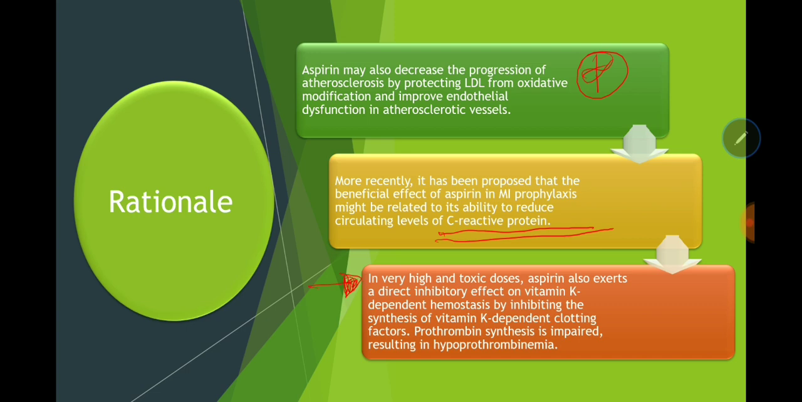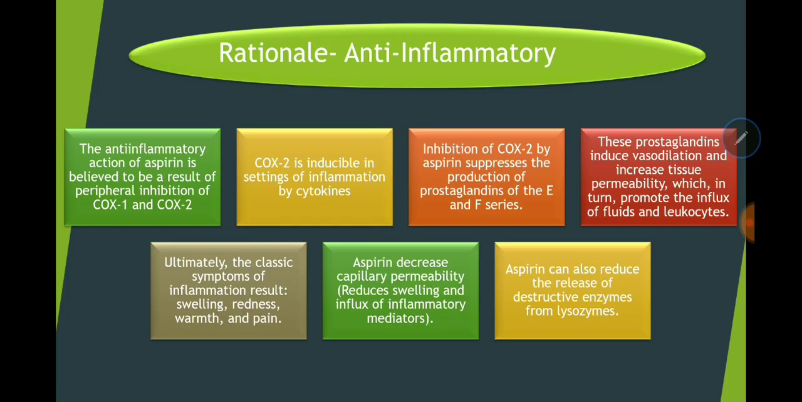In very high and toxic doses, if somebody overdoses on aspirin, aspirin is going to exert a direct inhibitory effect on vitamin K. Aspirin usually inhibits the COX enzyme, but if you overdose on it, it's going to inhibit vitamin K dependent hemostasis by inhibiting the synthesis of vitamin K dependent clotting factors. Also, at high doses, prothrombin synthesis is impaired, resulting in hypoprothrombinemia.